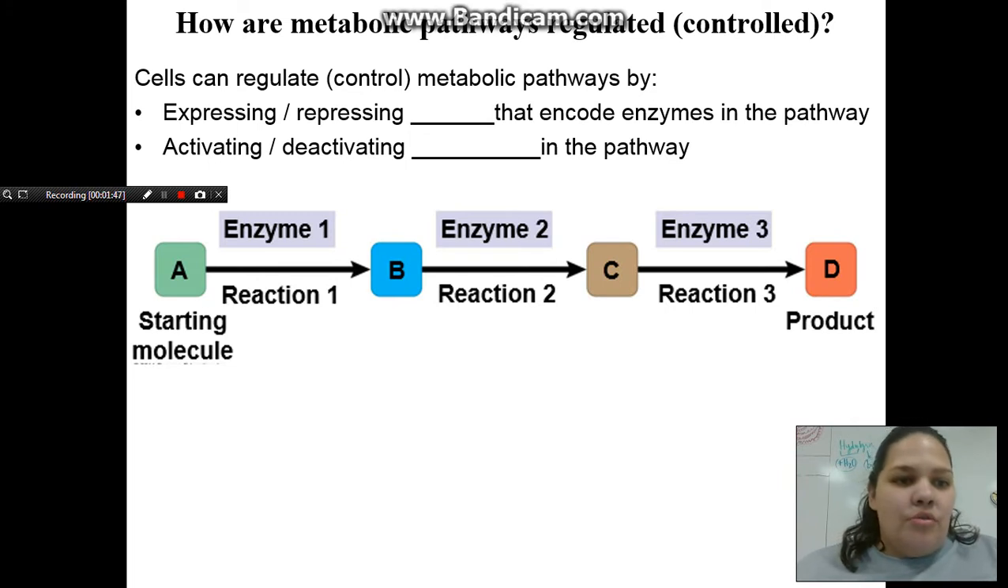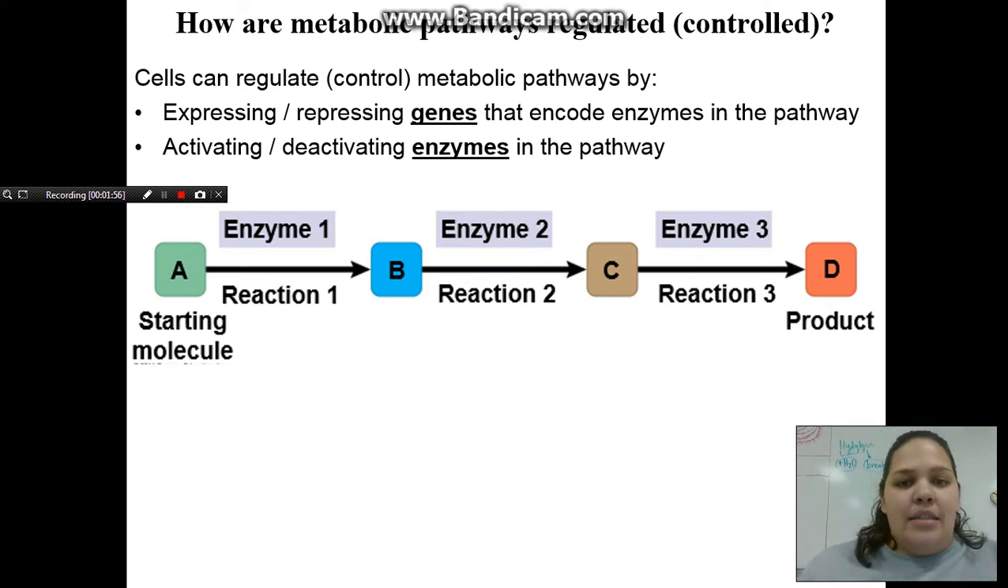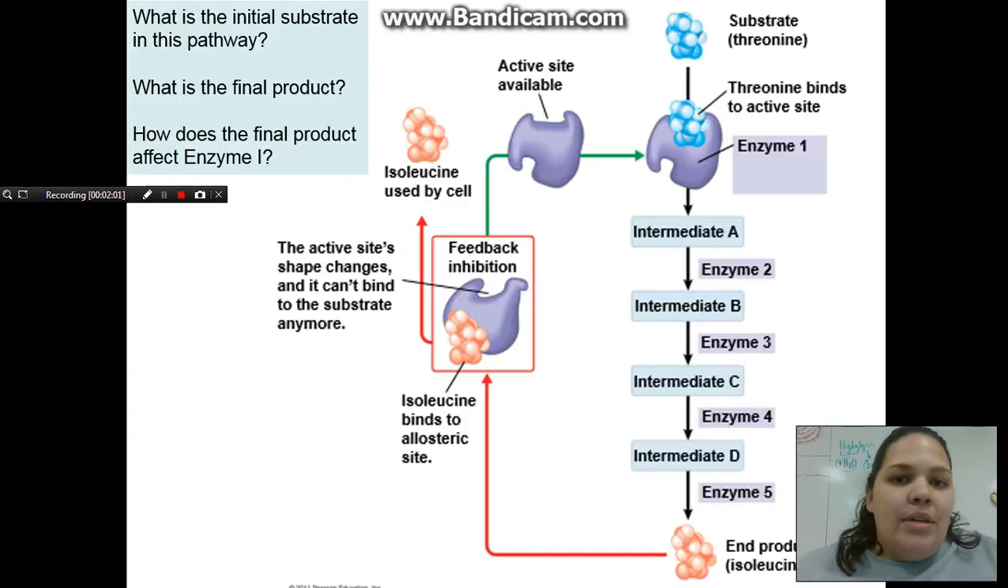Okay, so here's the thing. Cells can regulate and control metabolic pathways by expressing or repressing genes that encode enzymes in the pathway. They can activate or deactivate enzymes in the pathway as well. So what is the initial substrate in this pathway? What is the initial one? If you pointed to the top at threonine, you are correct. What's our final product? Follow the arrows. Our final product is isoleucine.